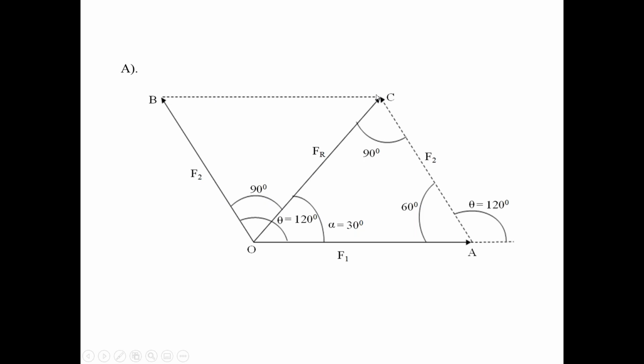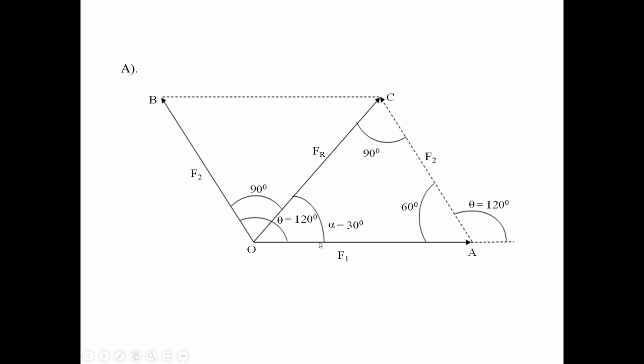Complete the parallelogram. Then in this parallelogram, we have the triangle OAC. Observe the triangle OAC carefully. The angle between the forces F1 and F2 is 120 degrees. The resultant force with force F2 is making an angle of 90 degrees. So the angle between the force F1 and the resultant force, this angle.